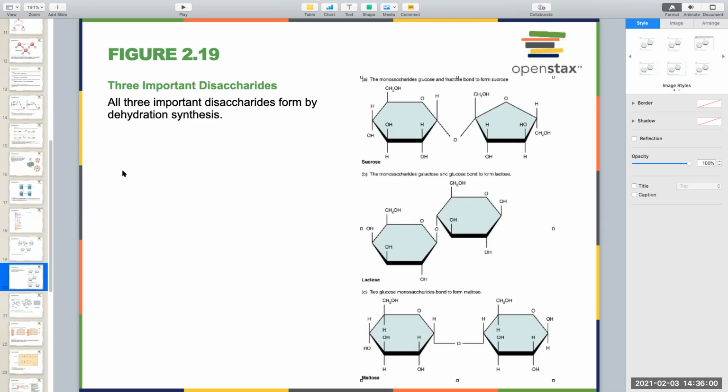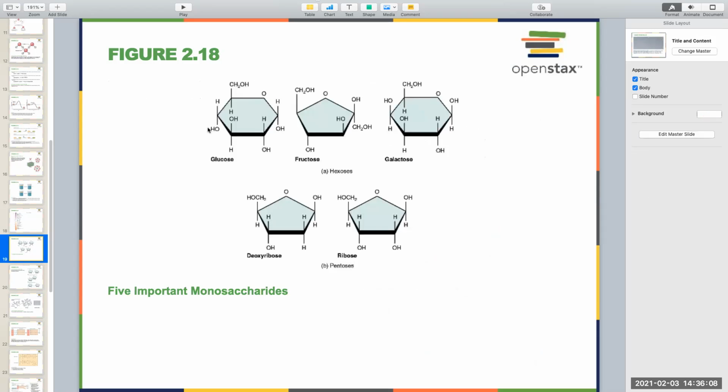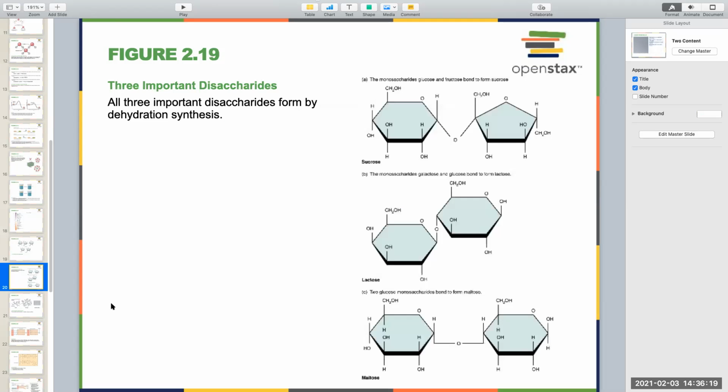Okay, so let us keep going. So again, let's go back to do a quick review. Our monomer for a carbohydrate is called a monosaccharide. Now, if you add any more to that, then we move into disaccharides, and then any more than two, when we're talking about carbohydrates, are just going to call them poly, which means many saccharides.